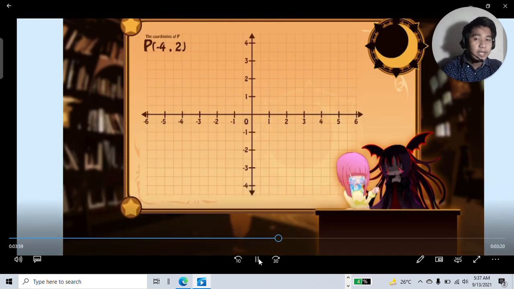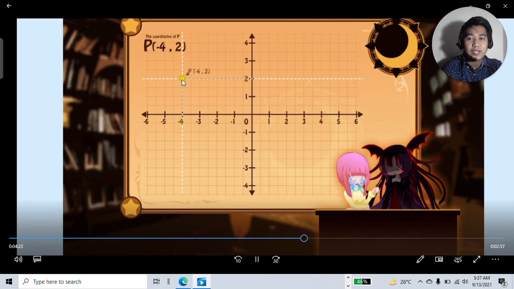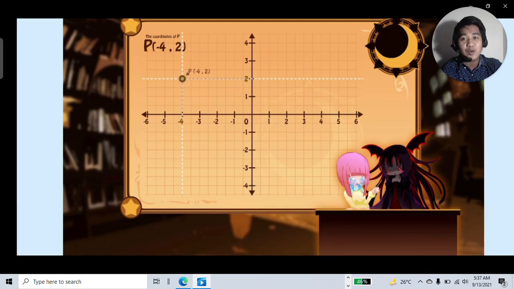For locating a certain point, for example, we have -4 on the x-axis and +2 on the y-axis. As we draw these broken lines, we will form an intersection. That point of intersection is the location of point P with coordinates -4 and 2.